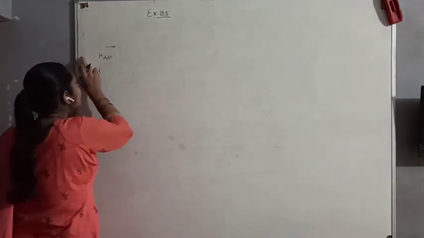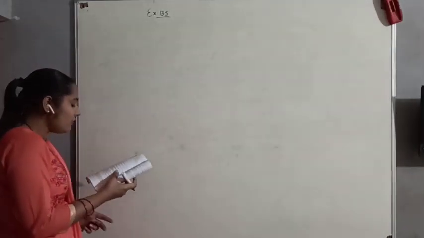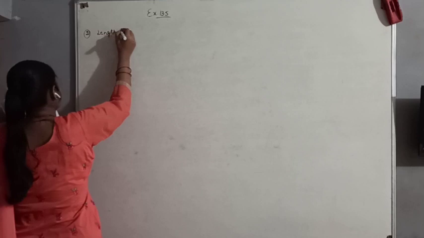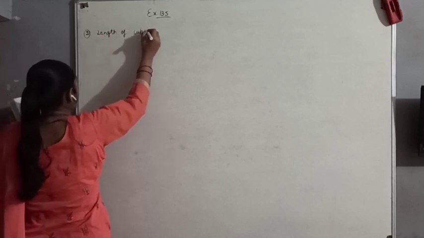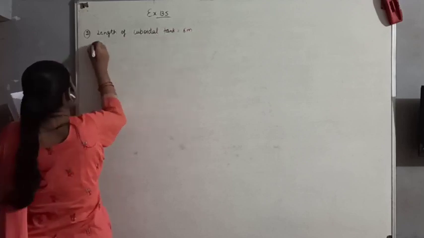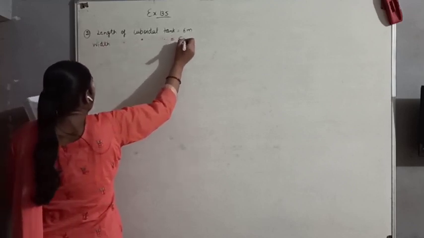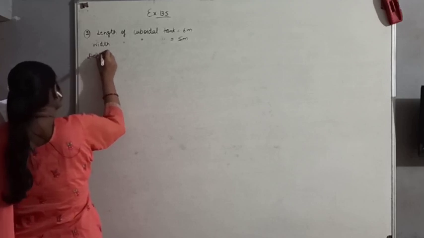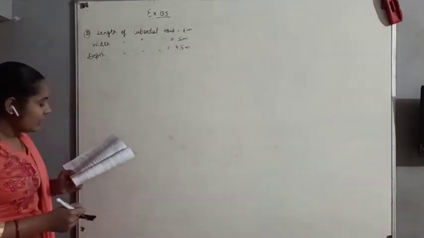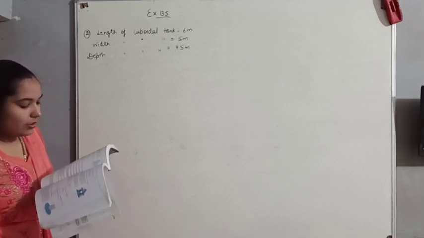Next question is a cuboidal water tank. Length of cuboidal tank is given, that is 6 meter, width is 5 meter, and depth, or you can say its height, that is equal to 4.5 meter. How many liter of water can it hold? You have to find out the capacity of water in liter held in the tank.